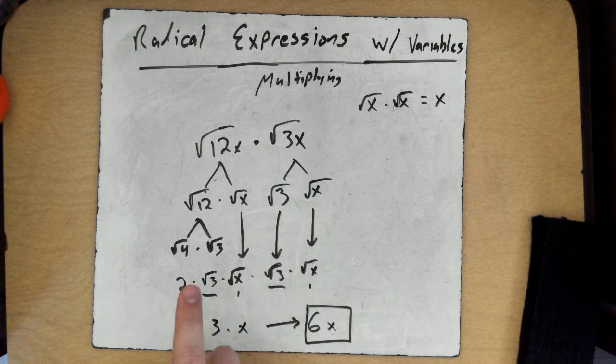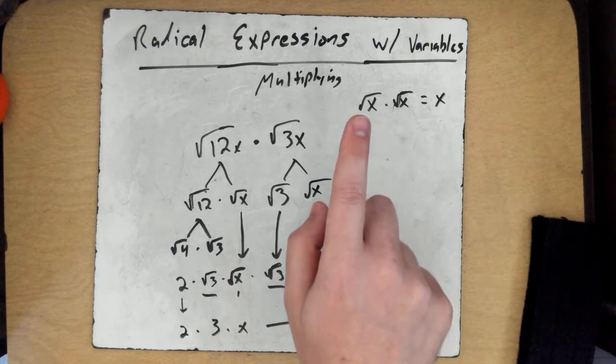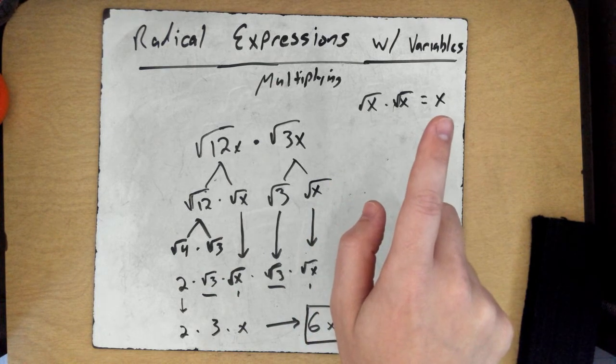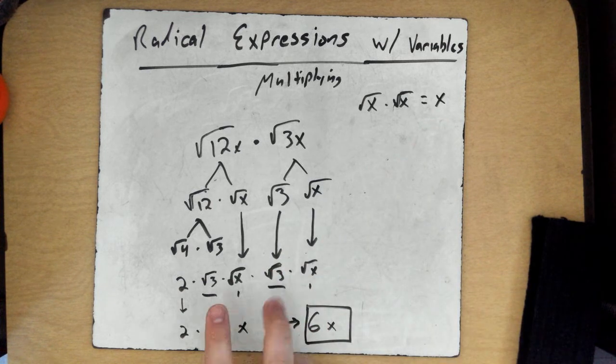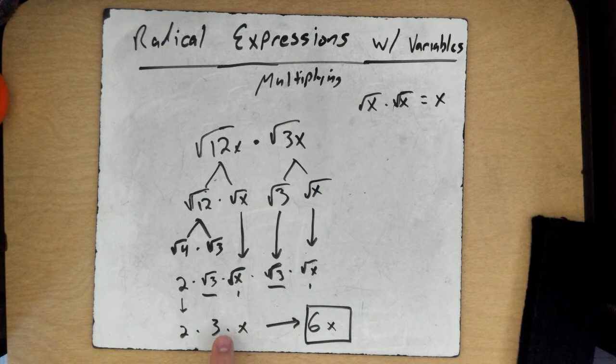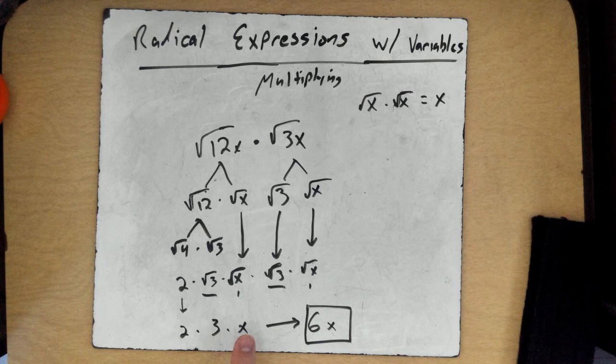Now, everything that's multiplied together, we know that if you have a number or a letter that's the same, multiplied together with a square root symbol, equals that same thing without one. So we have square root of 3 times square root of 3 gets us 3. Square root of x times square root of x gets us x. Our 2 is still out front. We bring it down. Everything that's multiplied together. Final answer, 6x. Okay.